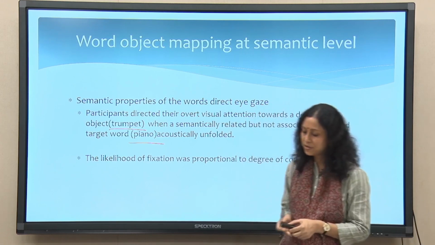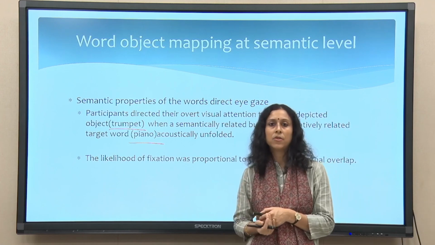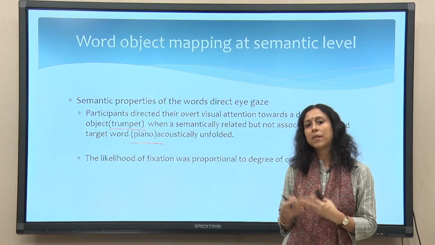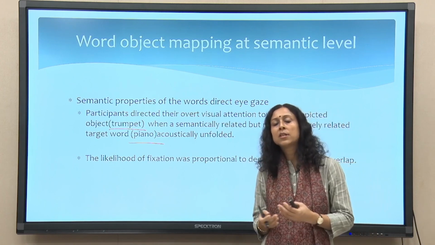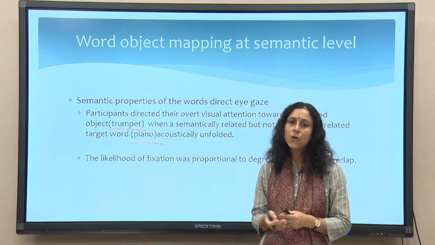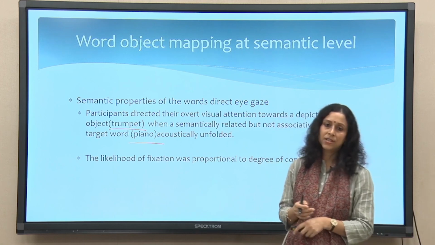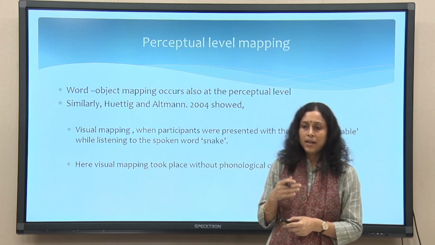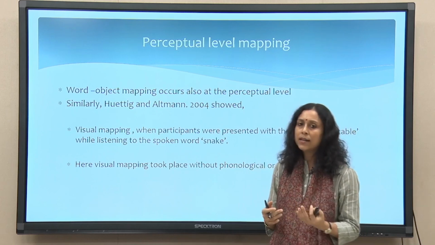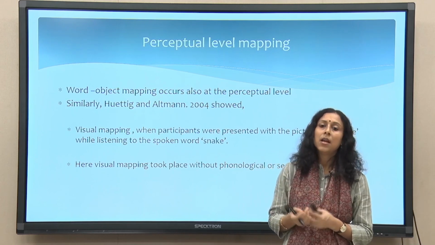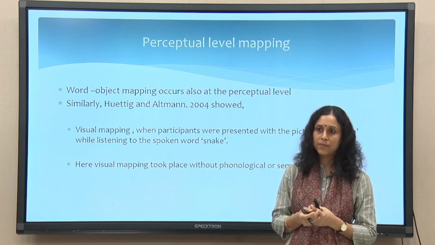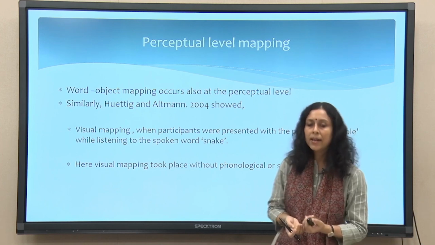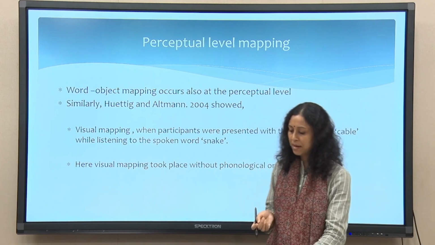The likelihood of fixation was proportional to the degree of conceptual overlap. So, there are also finer nuances: the more overlap conceptually speaking between the words, the higher the degree of fixation on those non-target objects. It is quite overt, piano and trumpet are similar in many ways, but even at a higher level of mapping, at the level of perceptual understanding, even there we find this kind of word object mapping.